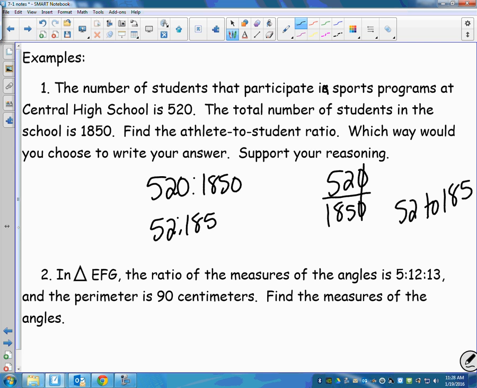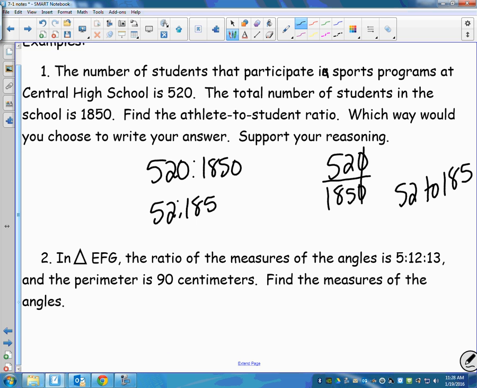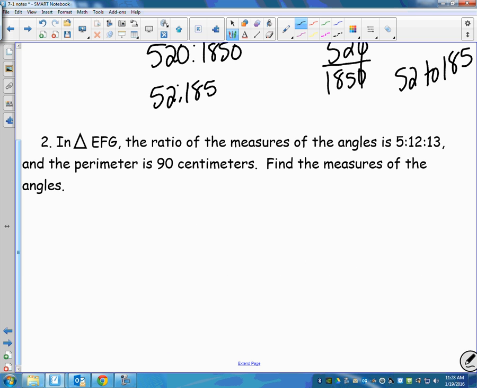So take a second and think about that. Maybe you can look in your book to see if there's an example like that. Talk to the person next to you and see if you can think about a way to start this. Or maybe you already know the answer to this.